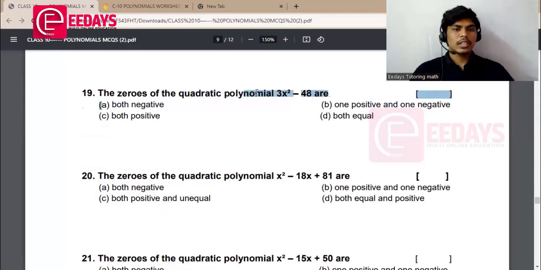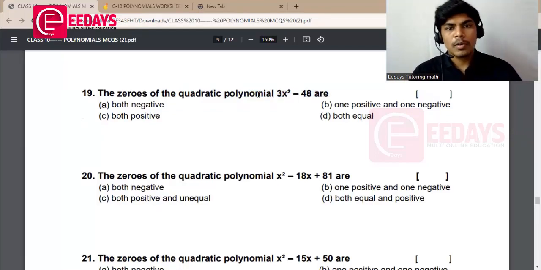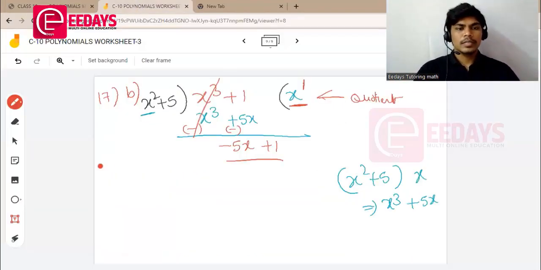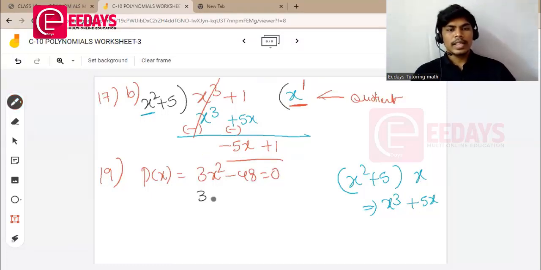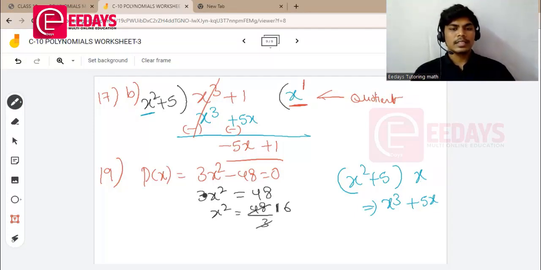Okay, let's find the zeros of the equation. The zeros of the quadratic polynomial 3x square minus 48, the 19th one. The polynomial equation they gave is 3x square minus 48 equal to 0. If you transfer 48 to the other side, it becomes plus 48. X square equals 48 divided by 3. After cancellation, we get 16. X square is equal to 16.